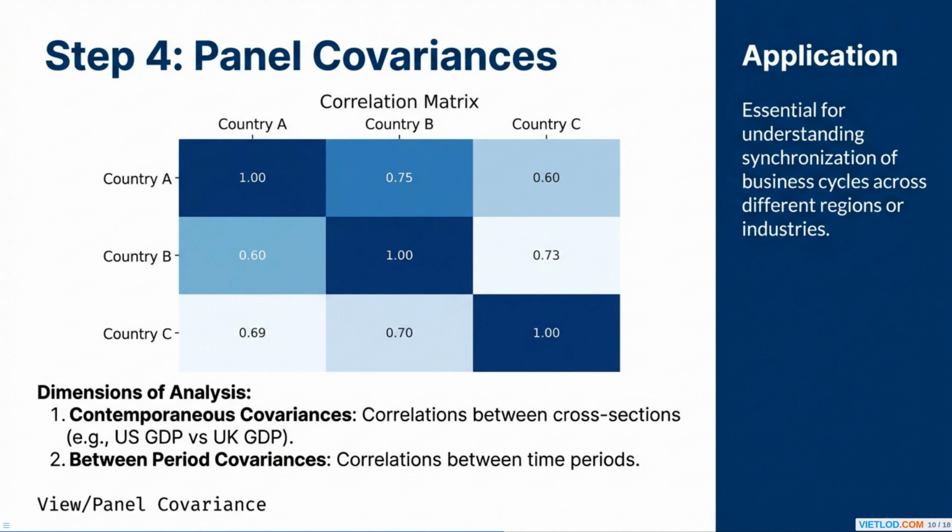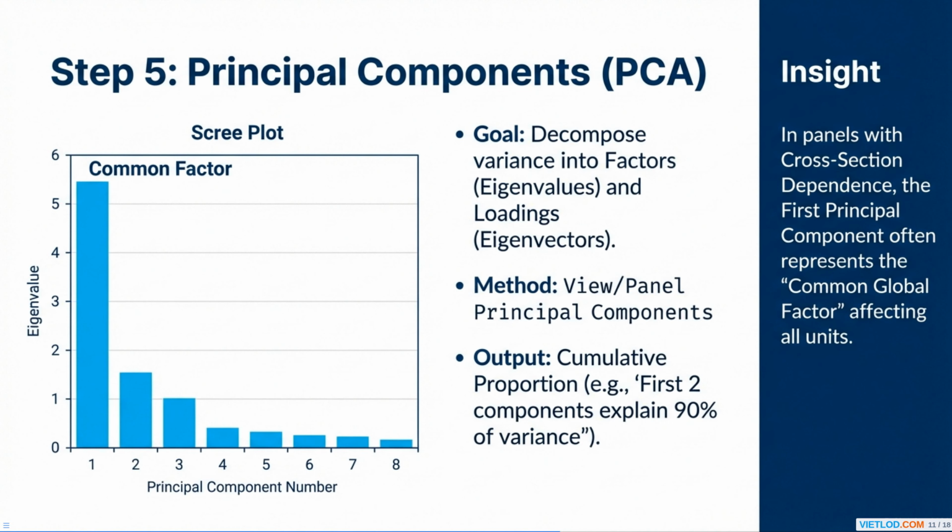Between period covariances measure the correlation between different time periods for the panel as a whole. This can reveal patterns like seasonality or business cycles. This analysis is essential for fields like international finance, where understanding the synchronization of business cycles across countries is a central question.